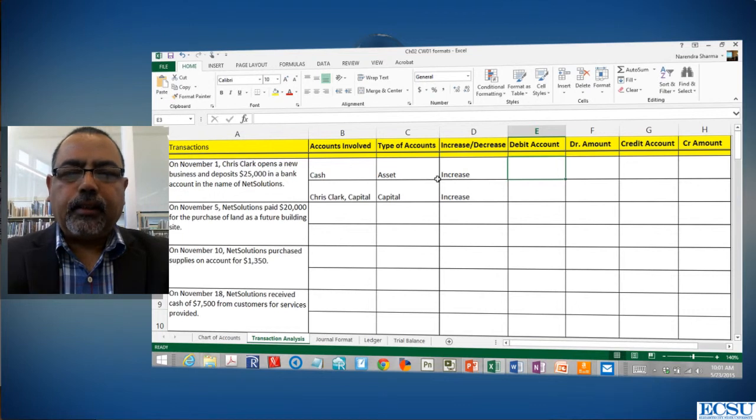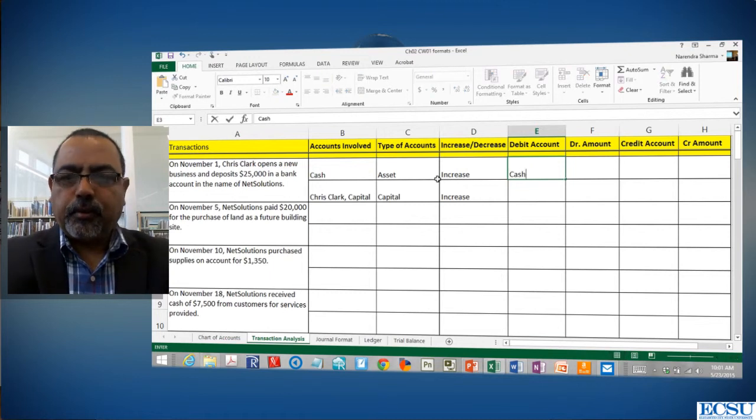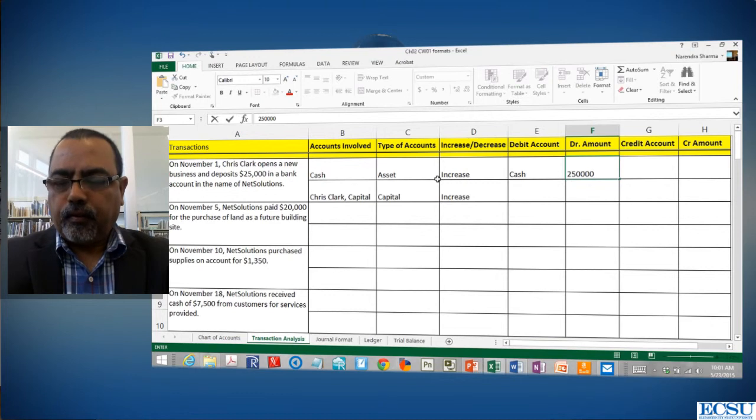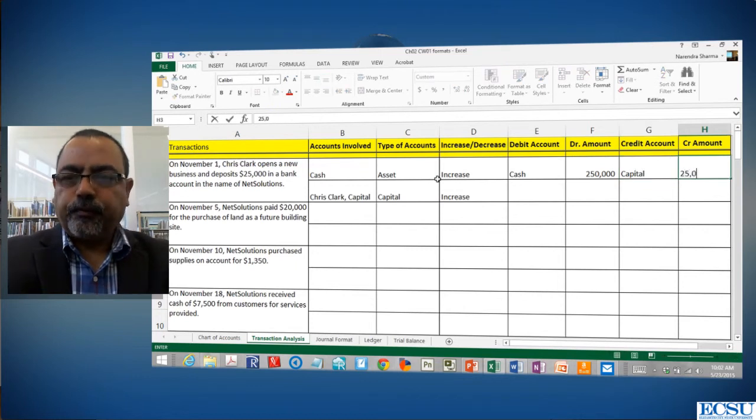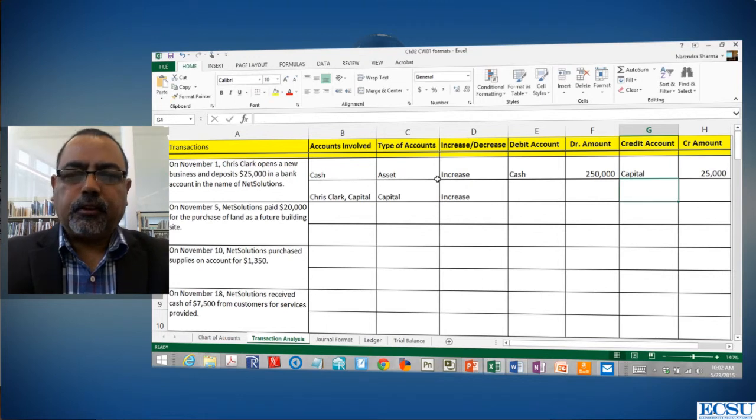Okay, now the next thing is the debit account. Which account should be debited? Because the asset has increased, according to the rule of debit and credit, that should be the account that should be debited. So cash account will be debited and the debit amount will be 25,000, and the credit account will be the capital account and the amount is going to be also 25,000.